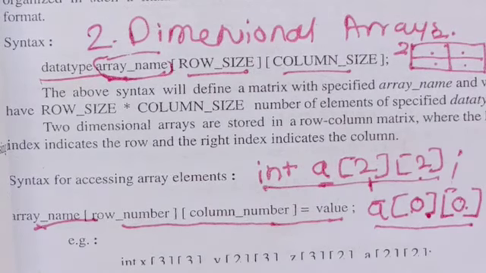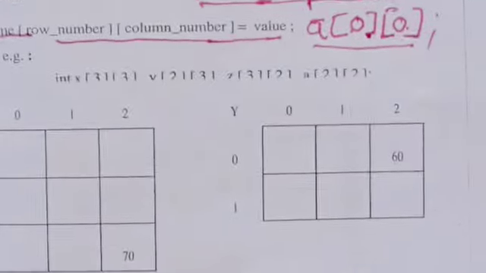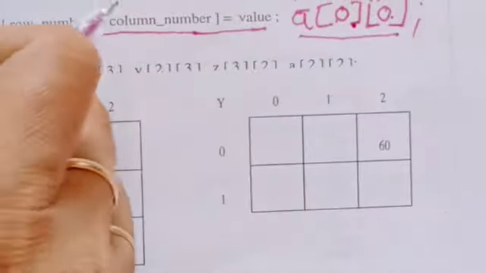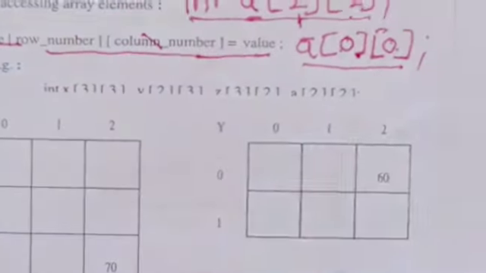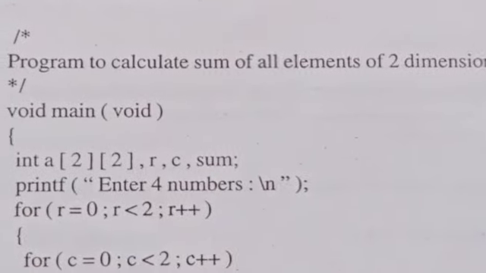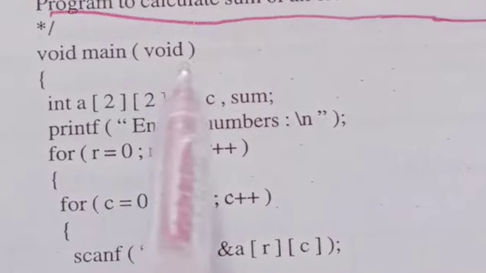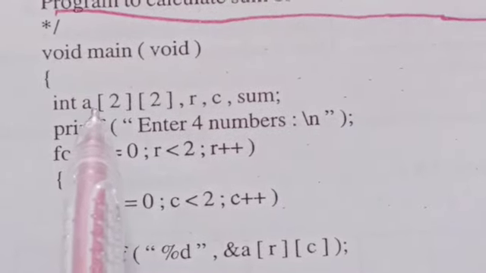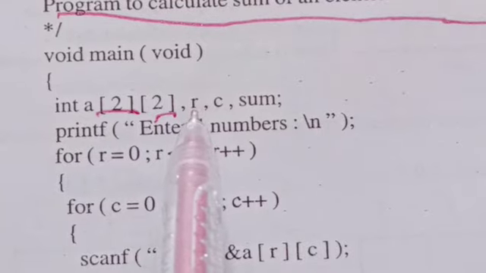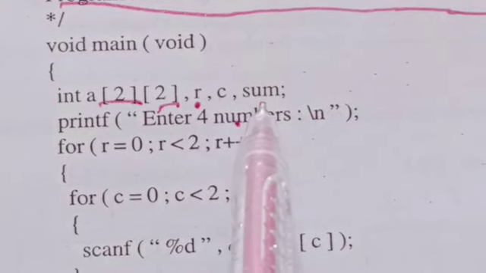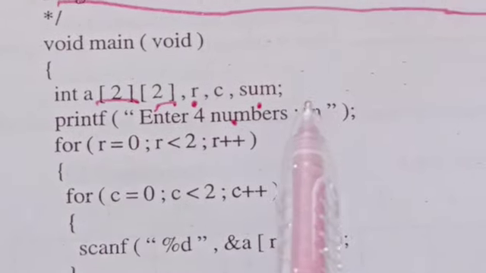Now we'll see a simple program for this. We'll write a program to calculate the sum of elements of a two-dimensional array. Take void main as the function, then int a[2][2], r is a variable, c is a variable, and sum is a variable. So we are declaring the variables here.